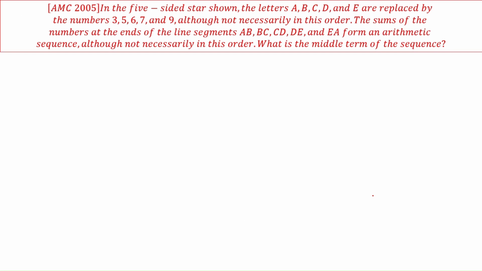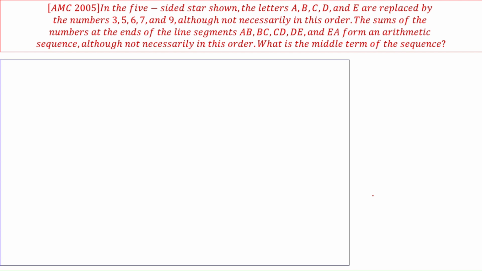Okay, next. In the 5-sided star shown here, the letters A, B, C, D, E are replaced by the numbers 3, 5, 6, 7, 9, not necessarily in the same order. They are randomly kept. The sum of the numbers at the ends of the line segment AB, that means A plus B. Whatever numbers are assigned to A and B, AB is the sum A plus B.